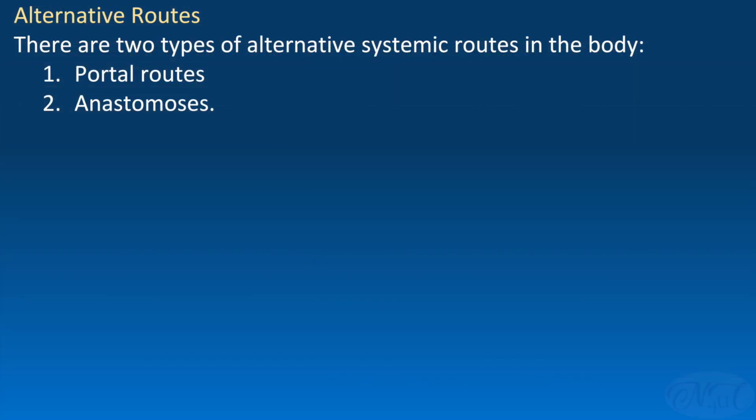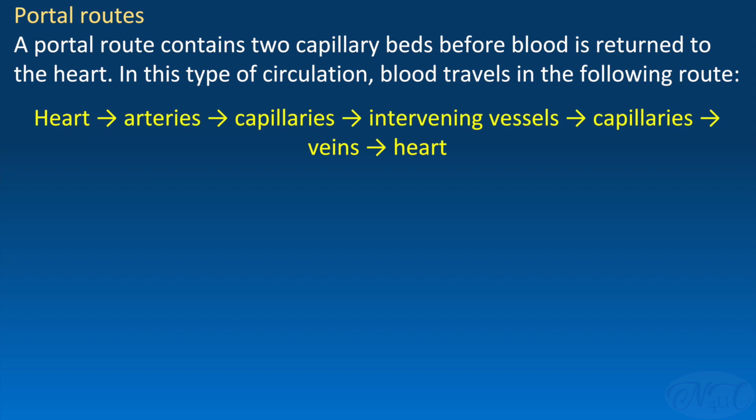There are two types of alternative systemic routes in the body: portal routes and anastomosis. Portal routes. A portal route contains two capillary beds before blood is returned to the heart. In this type of circulation, blood travels in the following route: heart to arteries, then to capillaries, then to intervening vessels, then to capillaries, then veins, and returning to the heart.